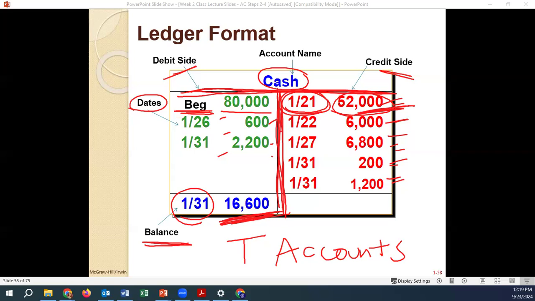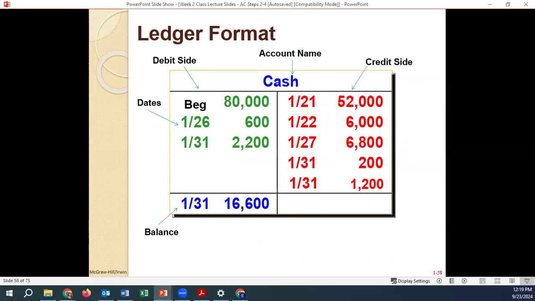And when you're doing your homework, they might not put the dates in there. They might give you instead a transaction number or a transaction letter. It doesn't really matter. The point is that it's got to be some way that you can cross-reference back to the journal entry from the ledger. All right.